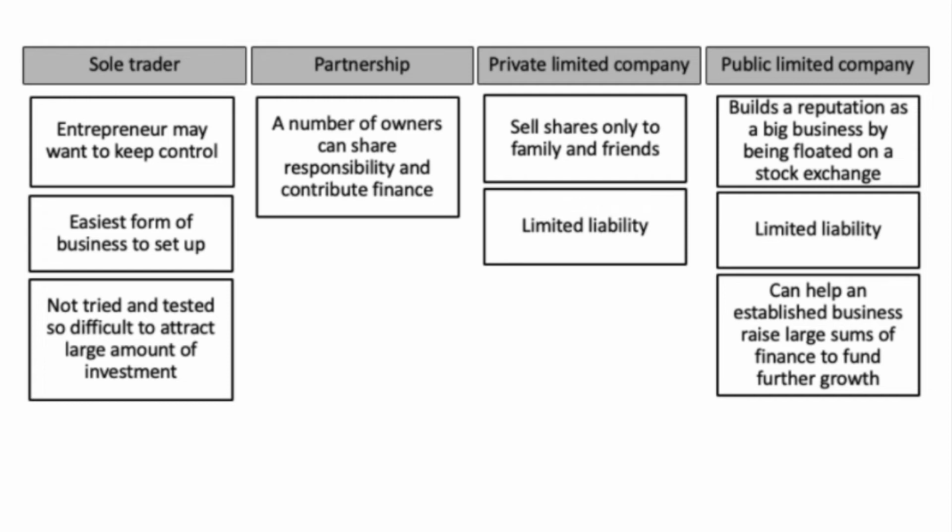Okay, the last one will be public limited company. The features below are builds a reputation as a big business by being floated on the stock exchange. So for public limited company, they can apply to be listed on the stock market and they can sell shares to the public. They also have limited liability, the same nature as private limited company. They have shareholders and all that.